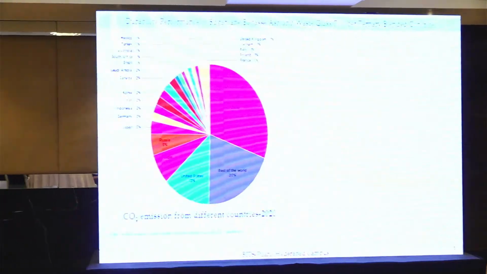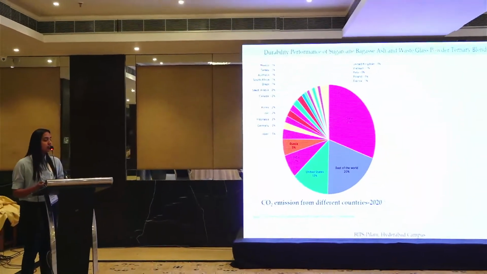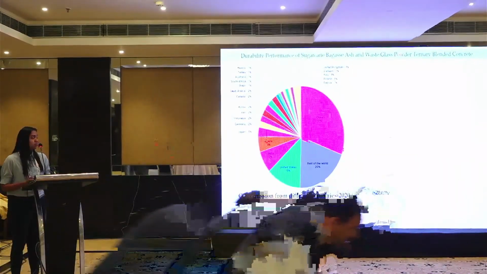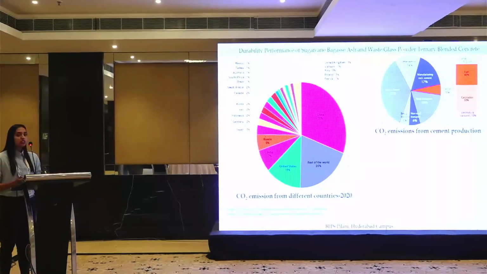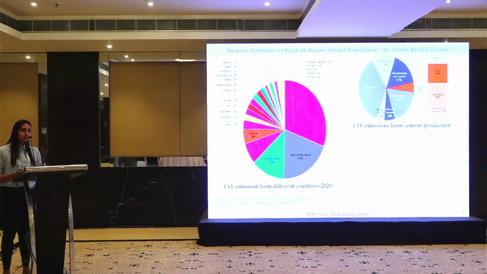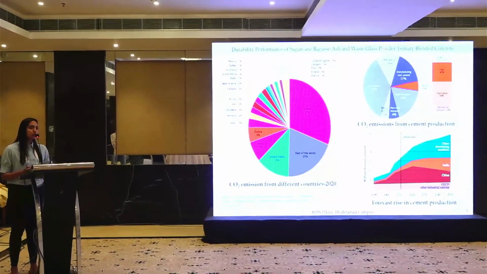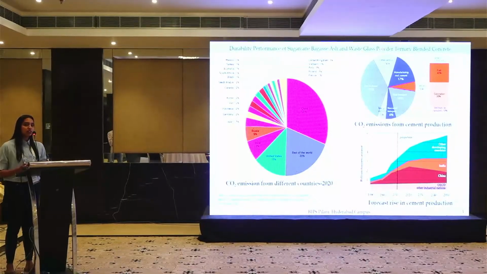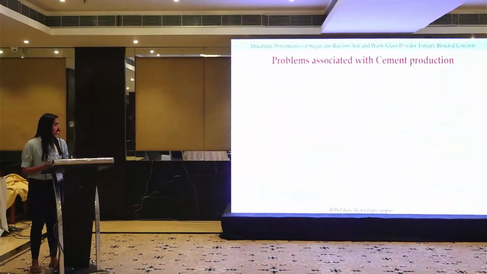Moving on to the introduction. From this pie chart, it is clear that India is the third largest country, producing around 7% of the total global carbon dioxide emission. And cement is contributing around 5% of the total carbon dioxide. As per the forecast rise of cement production, it has been stated that cement production will reach a value of 6 gigatons by the end of 2050.